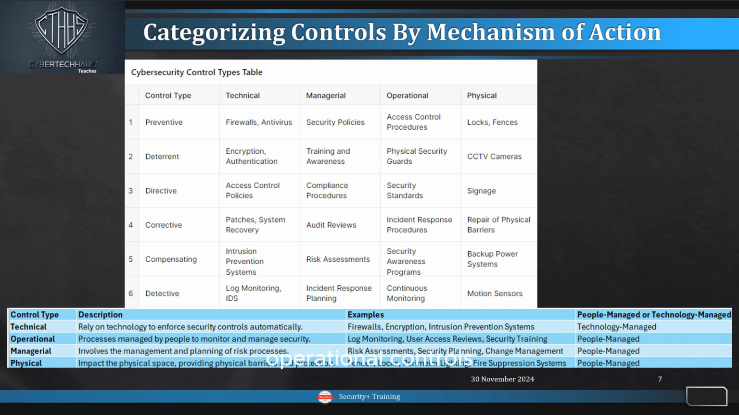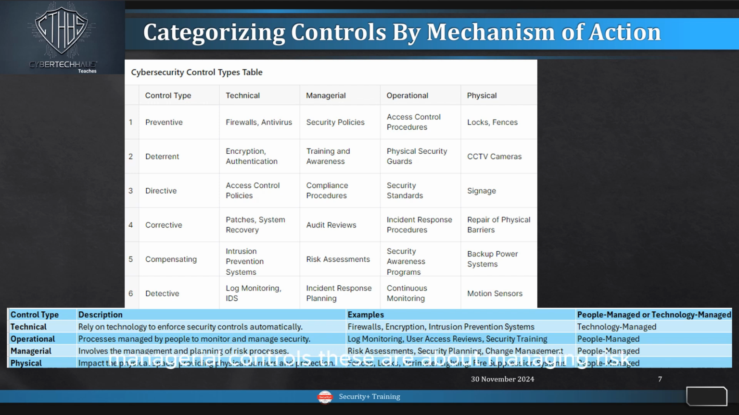Operational controls. These are processes managed by people to help secure systems. Think of log monitoring or user access reviews. These need people to actively monitor and manage them. Here's tip number 1. Remember that people handle operational controls while technology manages technical controls.